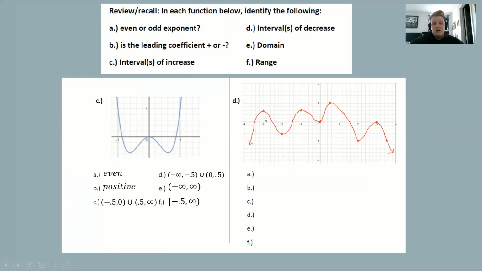For letter D, really, really nasty graph, but it is overall frowning. So it isn't even. Frowning means negative. Lots of increase and decrease. So it begins by increasing and then decreasing, increasing, decreasing, increasing, decreasing, increasing, decreasing. So lots of intervals. Something I like to do just to help myself stay on track is I put a plus sign where I see increase and a minus sign where I see decrease.